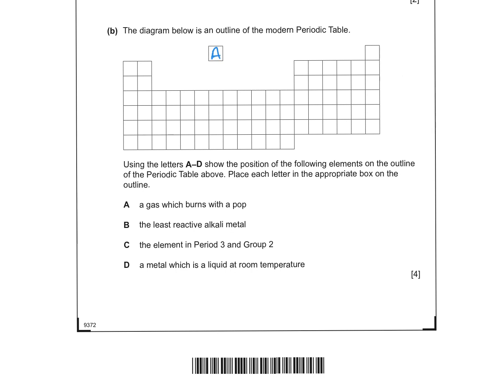The least reactive alkali metal. Well, alkali metals are group 1. So that's this group. And metals get less reactive as you go up the group. So the least reactive alkali metal is going to be up here. That's lithium. So we'll label that B.